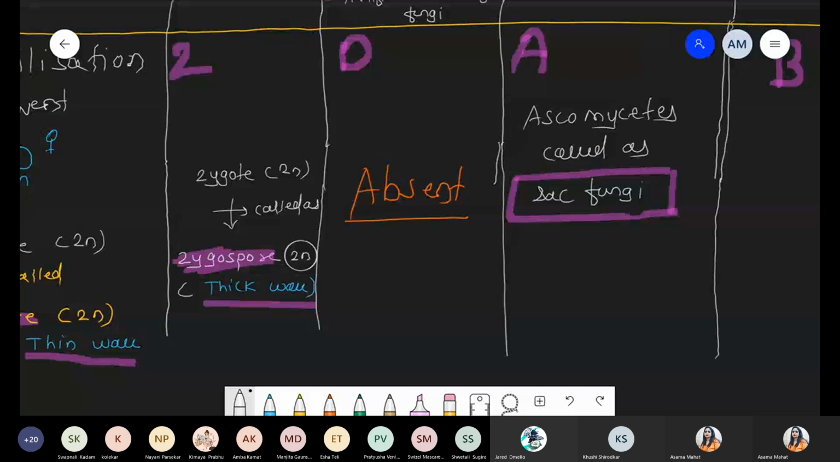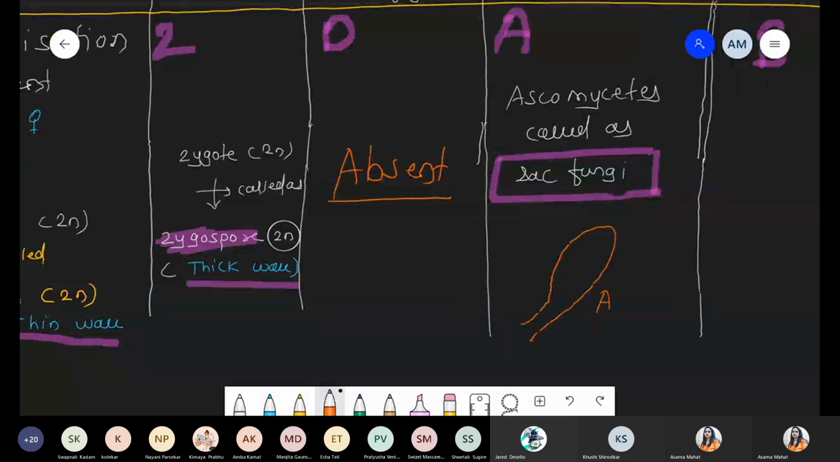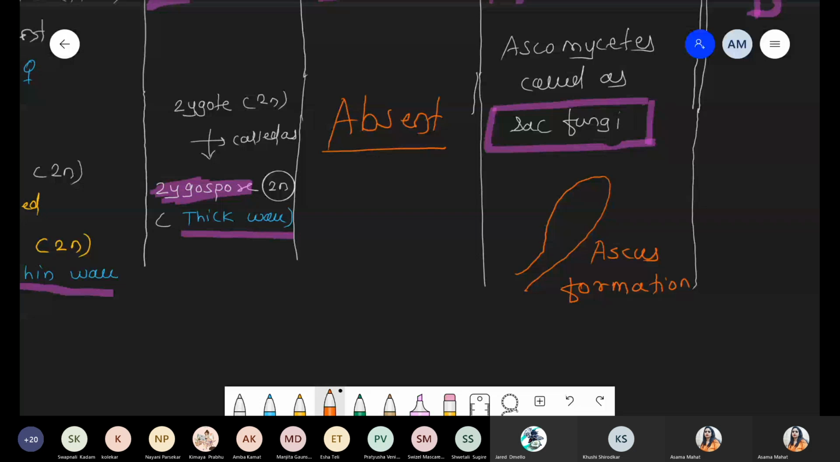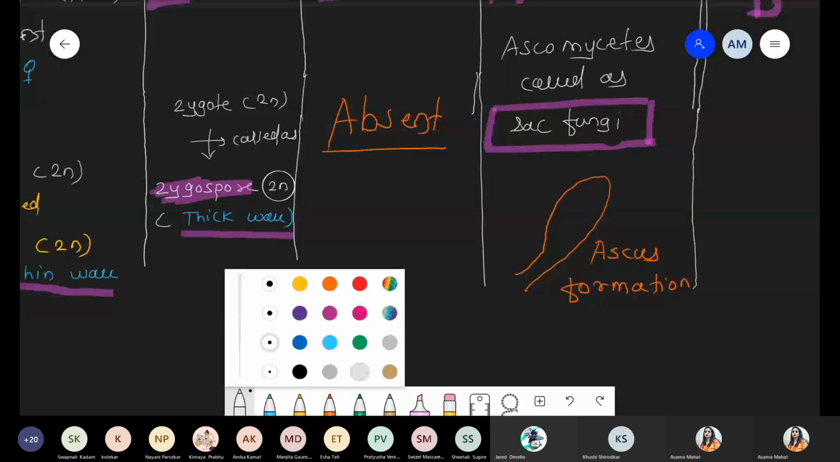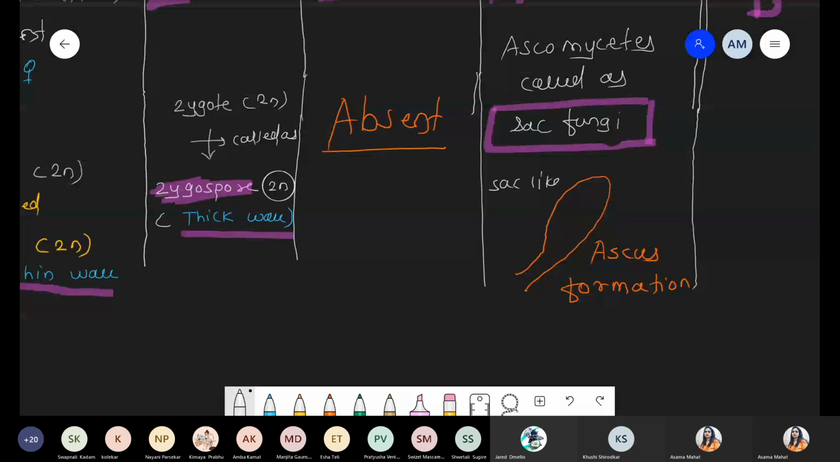After the fertilization, there is a formation of some sac-like structure, and simply that sac-like structure is called the ascus. So after post fertilization, the ascus gets formed. This ascus structure looks like a sac. That's why ascomycete is also called the sac fungi.